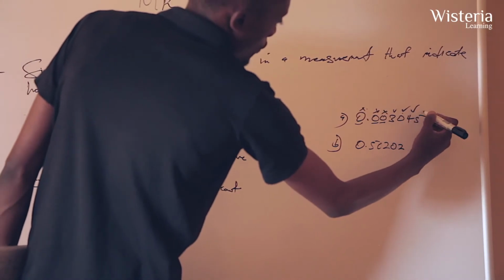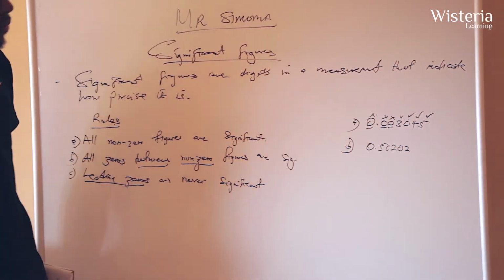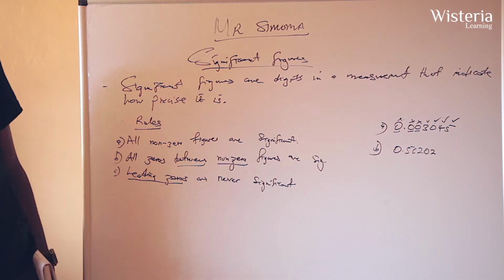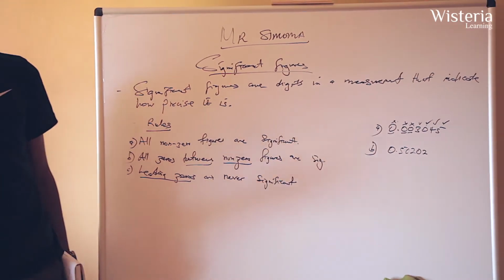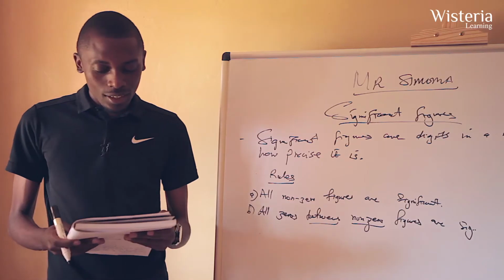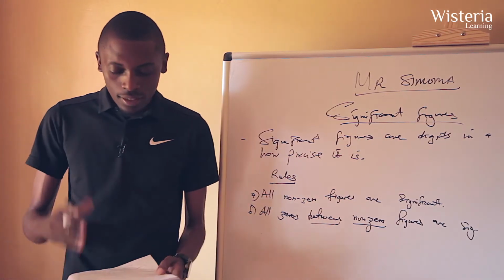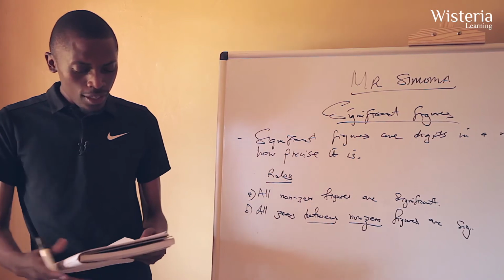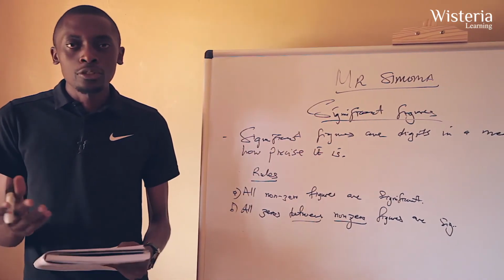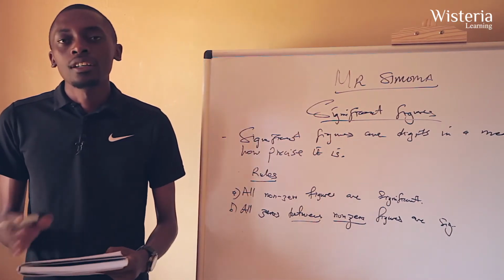So the 4, the 3 and the 5 become significant because of rule number 1. But the 0 between the 3 and the 4 is also important because of the rule. Okay, now we are going to look at C. So what does C say among the rules? It says that leading zeros in a measurement are never significant.